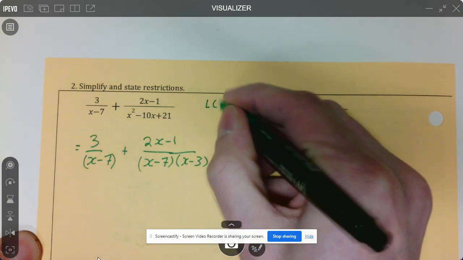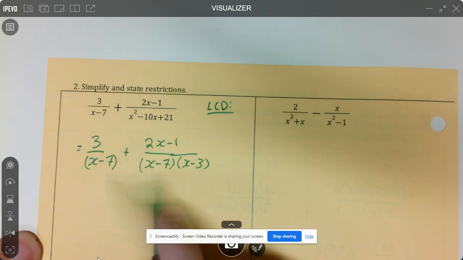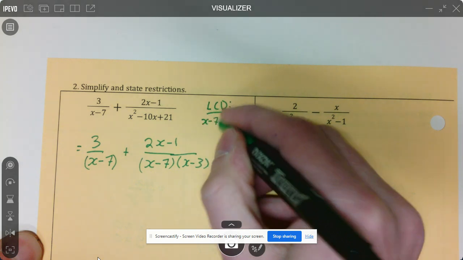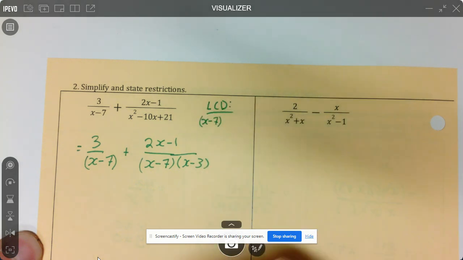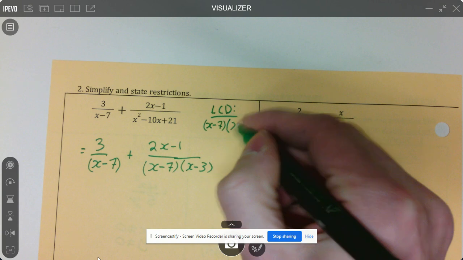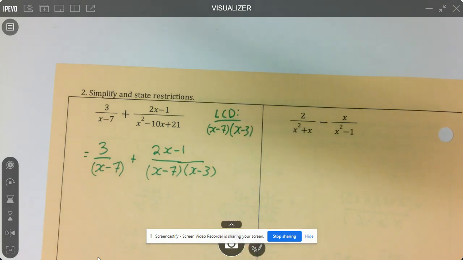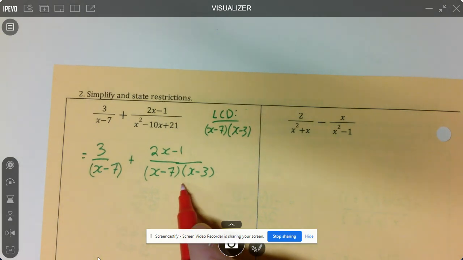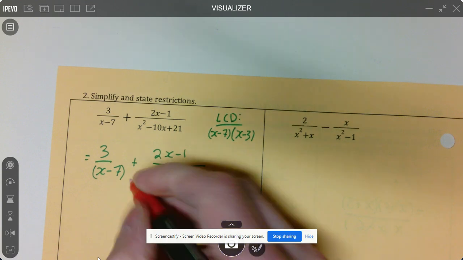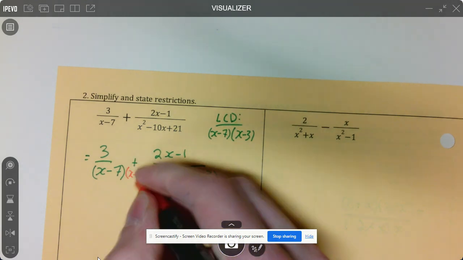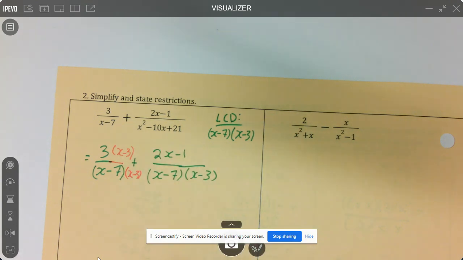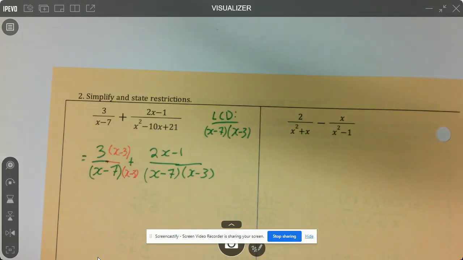So my lowest common denominator is just a product of all of these factors. But if a factor is shared, I don't need to repeat it. So x minus 7 is shared, so I'm not going to repeat it. And then I've also got an x minus 3. So that's my lowest common denominator. In this question, the second expression is already written over that denominator, but the first expression, I need to multiply by x minus 3 on the top and the bottom. And now I have both expressions written over the same common denominator.